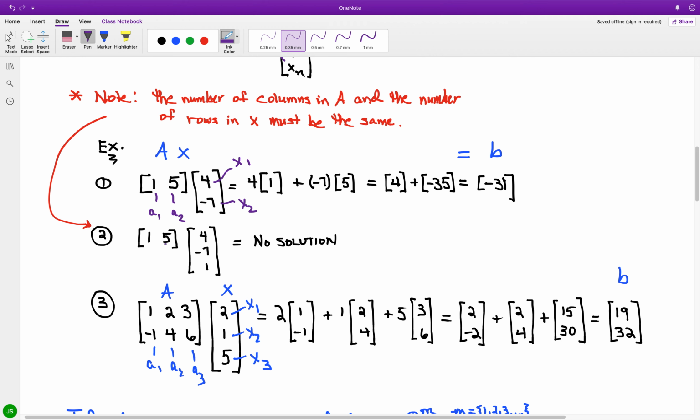And if I have 1, 5 times 4, negative 7, 1, again there is a mismatch between the number of rows in x and the number of columns in A, and so there is going to be no solution. In this particular case, the number of columns in A and the number of rows in x must be the same.